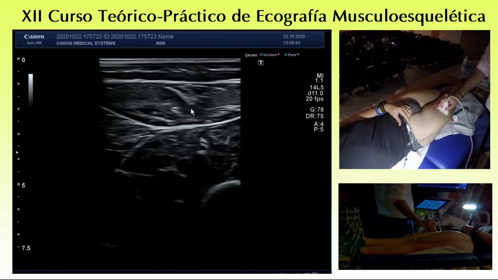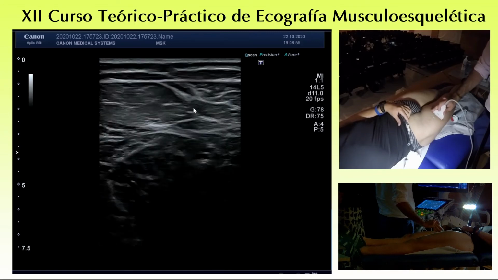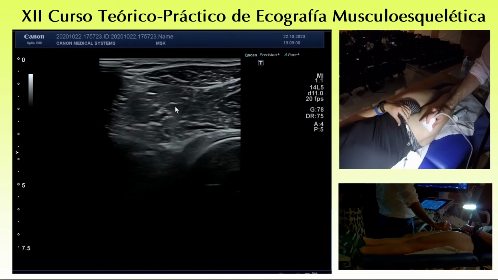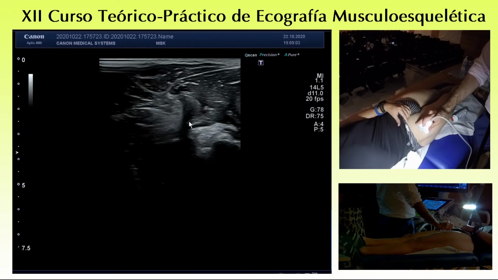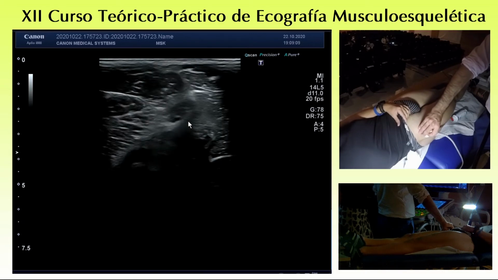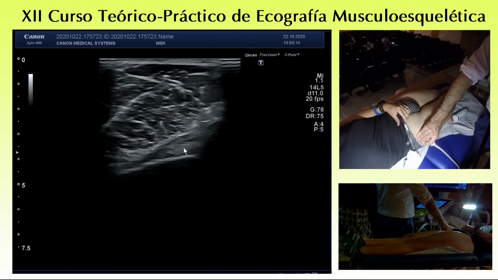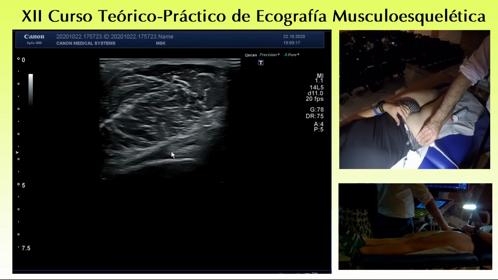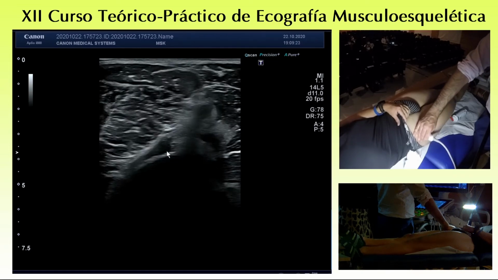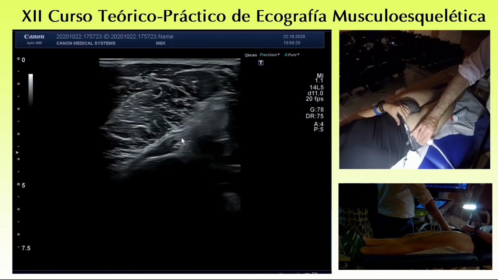rectus femoris, where we see the central aponeurosis of the rectus femoris, and that there is a small injury here. Then you follow up the central aponeurosis until you see this shadow. When you see this shadow, you start to turn the probe like this, and go a bit more lateral until you see the insertion over the acetabulum. This is the shadow here, and over here like this.